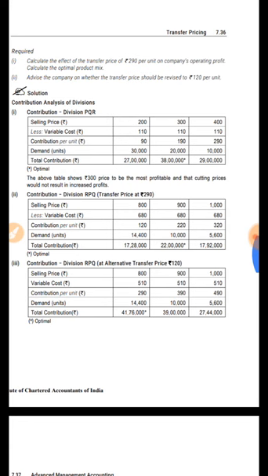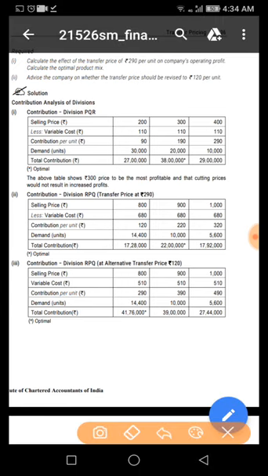Then contribution division RPQ. One second. So here we got the contribution keeping the transfer prices 290. Again we have to see if the transfer price is 120, whether the contribution changes or not. So that's why it's done here.